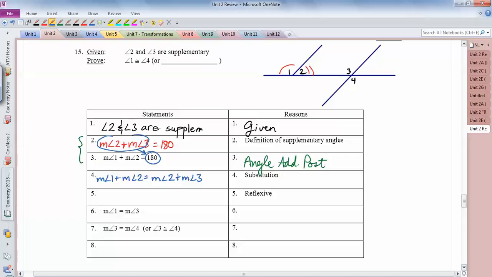Now the next step says reflexive. And then you might notice in the line after it, it says M1 equals M3. Somehow I have to get from line 4 to that line 6 using a reflexive step. And you hopefully notice that there's an M2 on both sides of the equation in step 4. So that's the reflexive part. And then in order to get to step 6, I'm going to subtract straight down. And I'm left with M1 equals M3, subtraction.